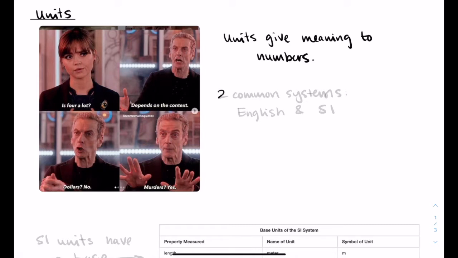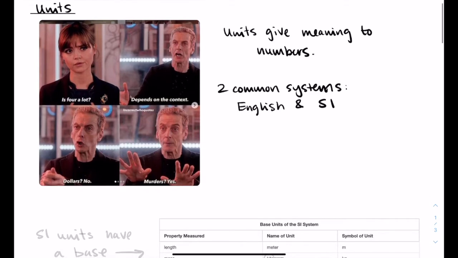So there are two common systems. There is the English system and the international system. And the international system we abbreviate SI. Depending on the science classes that you've done before, you're probably familiar with this abbreviation. So SI units are the standard units that scientists stick to worldwide. So we will primarily be using SI units.